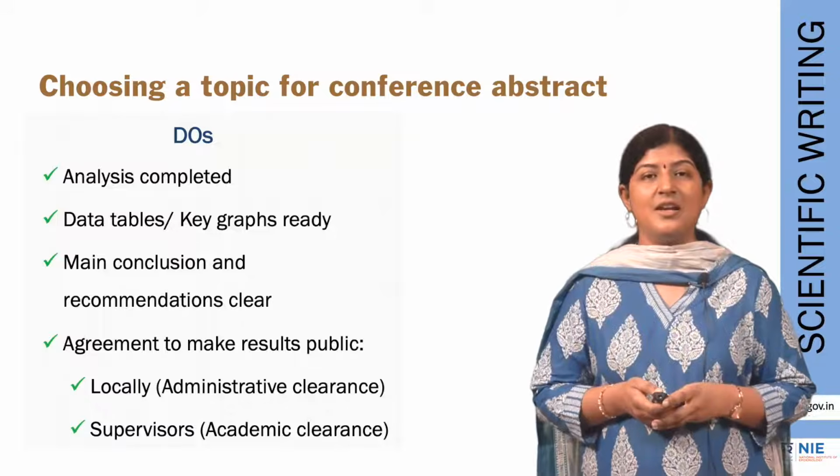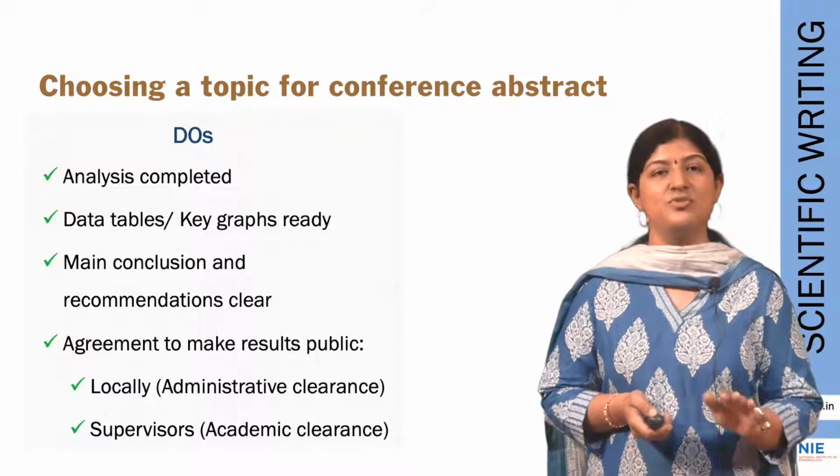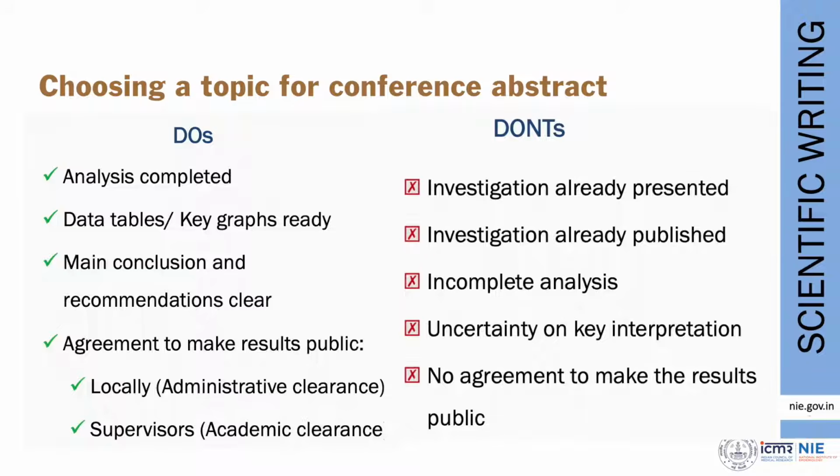Now let us look at some of the don'ts that you should not do while you're choosing a topic for a conference abstract. Never ever present a topic which has already been presented in another conference. Do not choose a topic that already has got a published manuscript, because an abstract is already written. The idea of presenting in a conference is to disseminate your results, and if there is a detailed manuscript that is already available, you cannot go and repeat the same information in a conference.